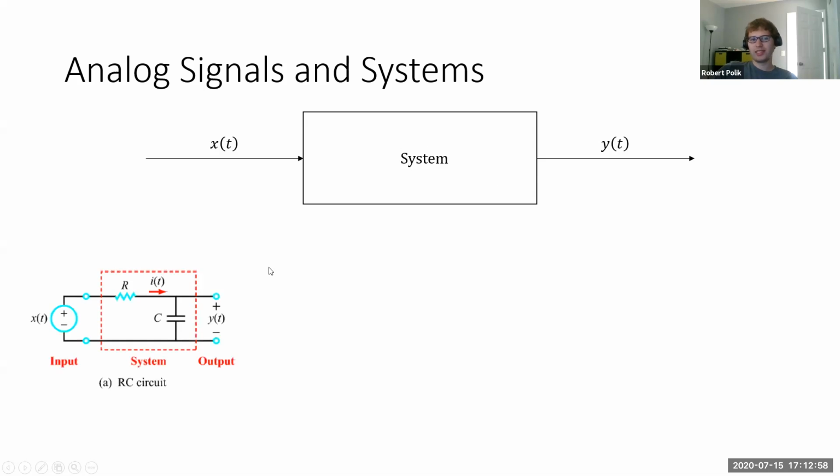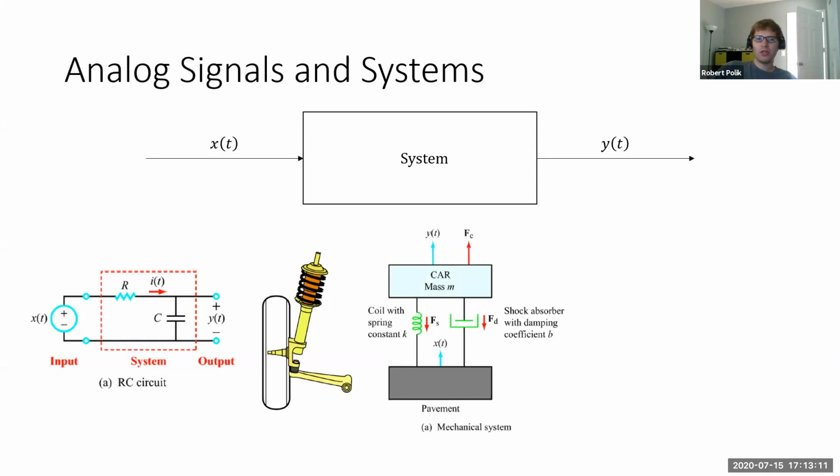And so just to give you an example of a system, I have a very simple RC circuit. This is the example we'll be using throughout because the math is extremely easy to work out. Another example is a car shock system. So this is a mechanical system with signals.